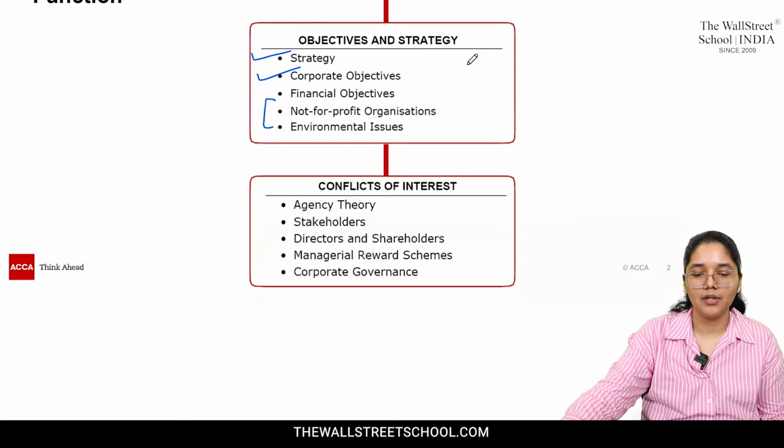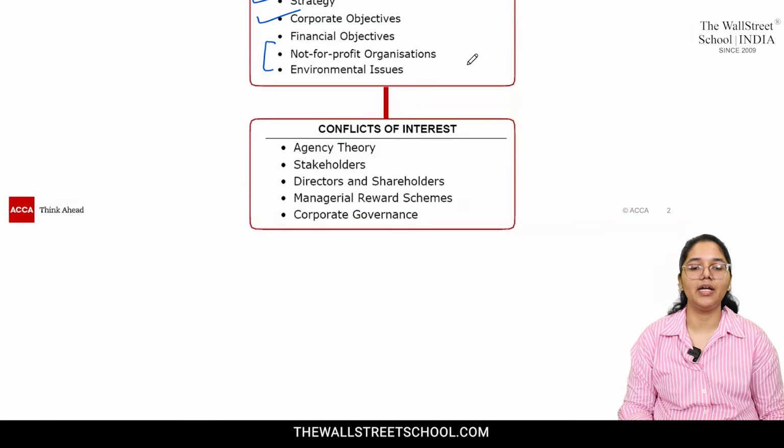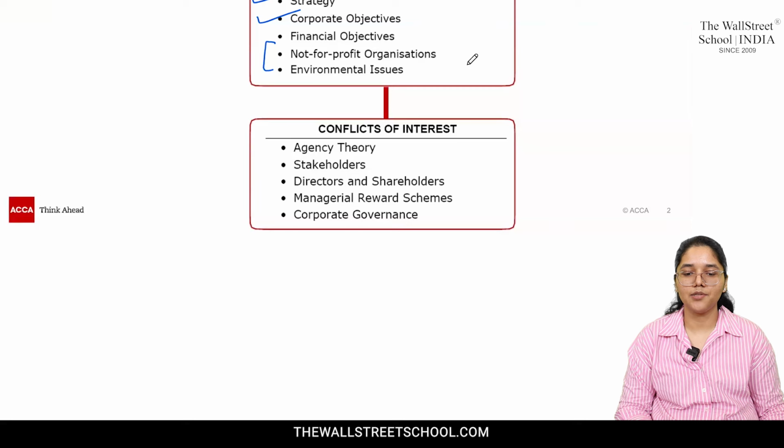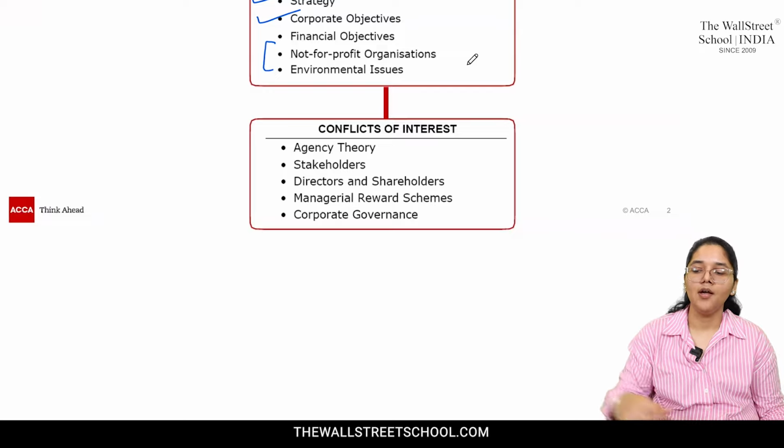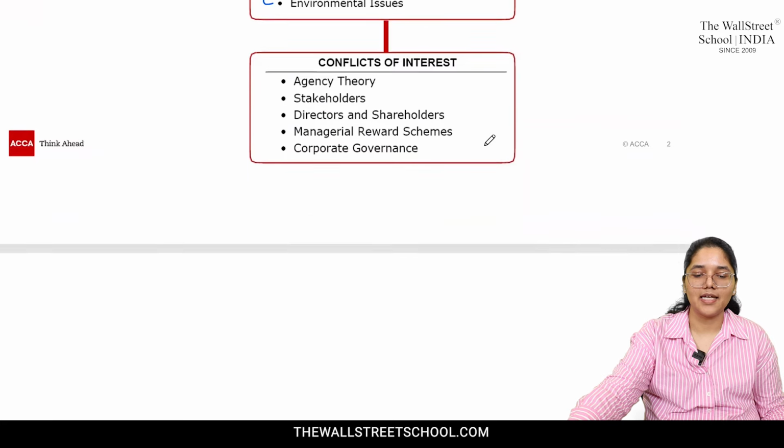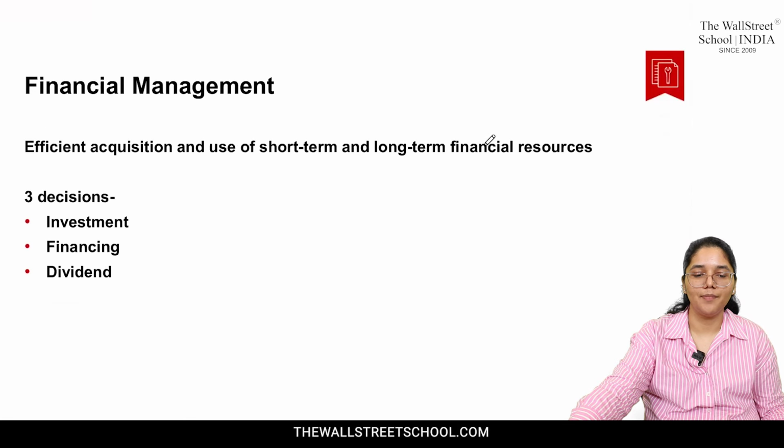Then we are also going to learn about the agency theory, who are the different stakeholders in the business, who are directors and shareholders, what kind of relationship do they have, what about the managerial reward schemes, and what about corporate governance. So all of these are the topics that we are going to cover as a part of this chapter. So we are going to first get started with financial management.